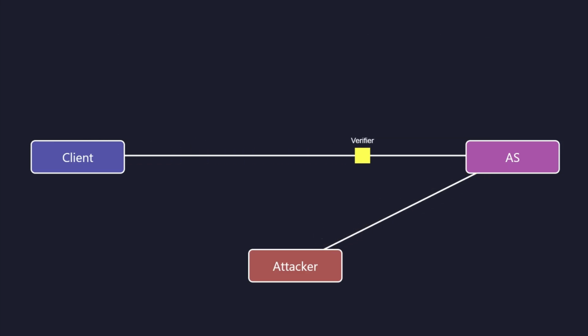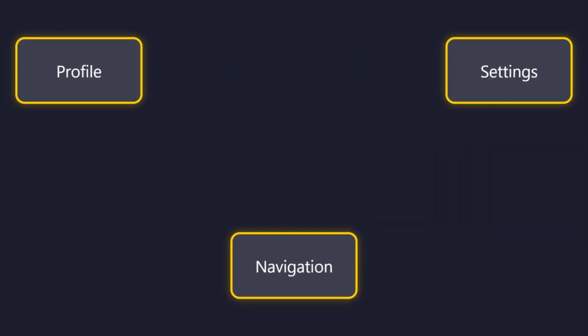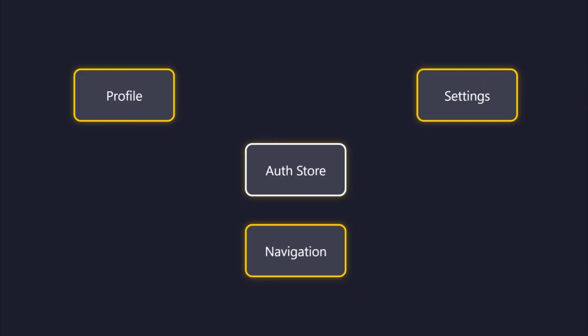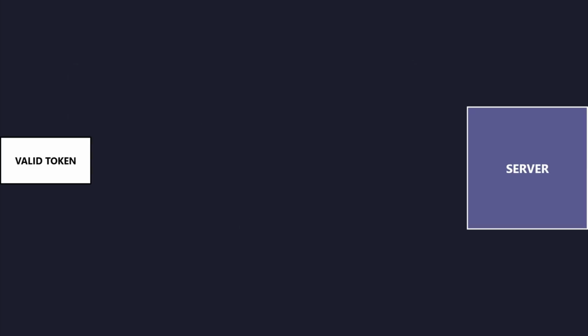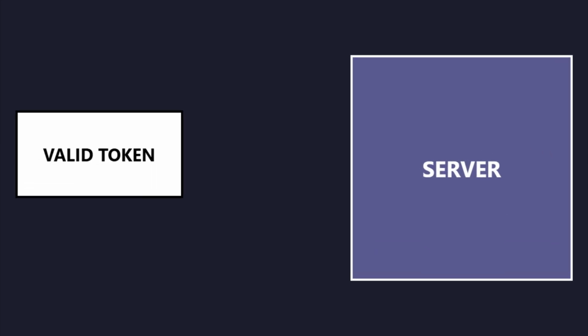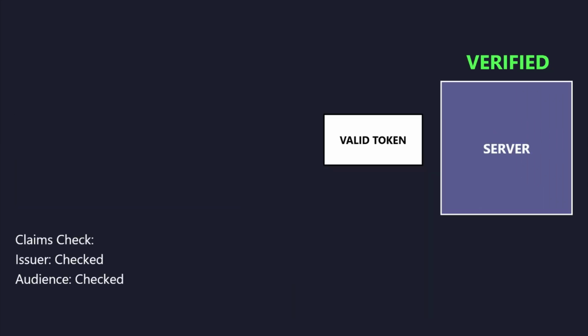It uses a dynamically generated secret to ensure that the client requesting the token is the same one that started the flow. Manage your authentication state using a centralized store. This prevents different parts of your application from having inconsistent views of whether the user is currently logged in or refreshing. Always verify the issuer and audience claims on the server.